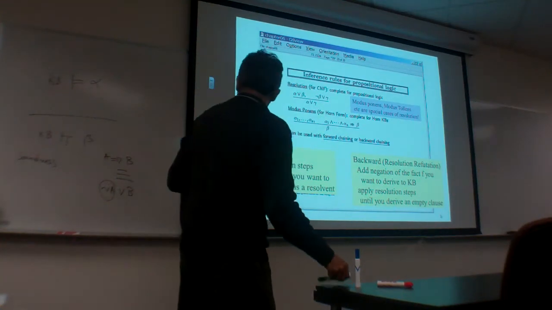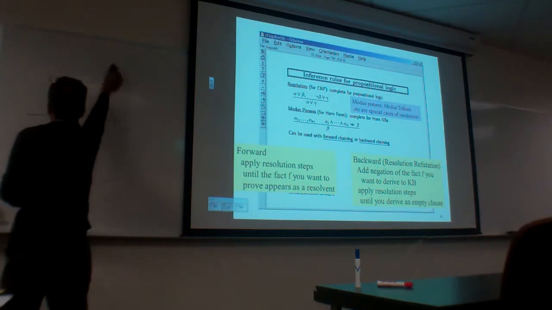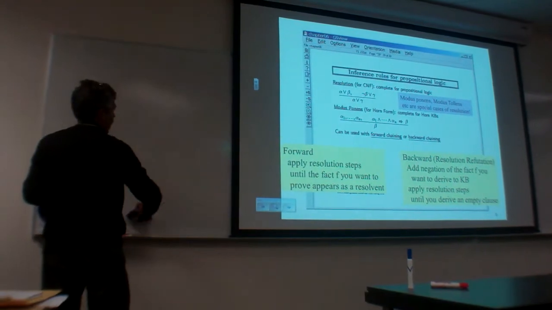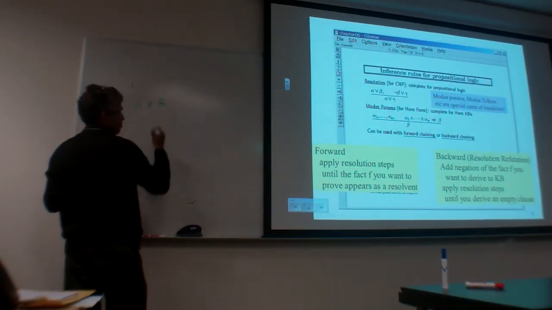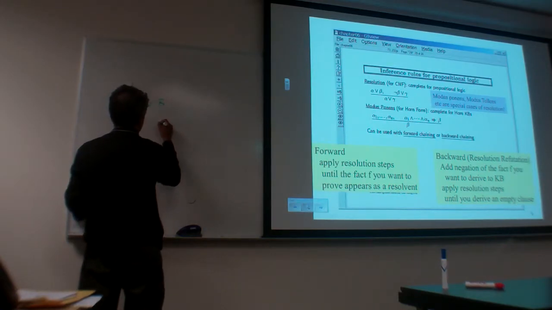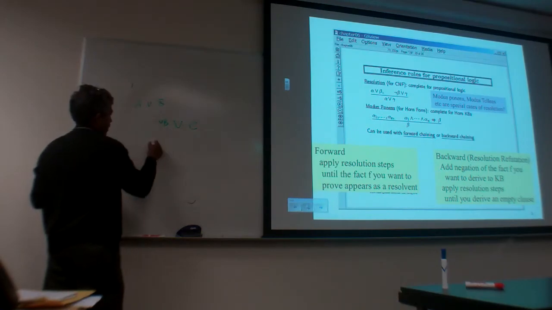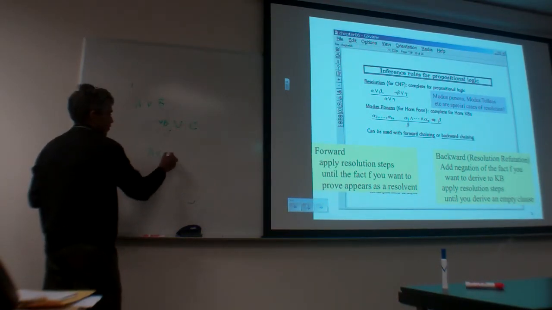Looks simple enough, right? And of course, there's nothing sacrosanct about the names alpha, beta, and gamma. So I could write, if I have A or B, and it's actually useful to write it like this, not B or C. Then I resolve these two, B and not B just disappear. I write A or C.